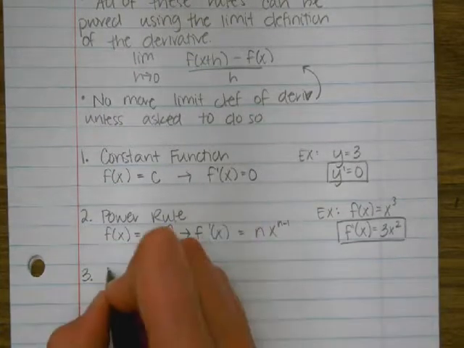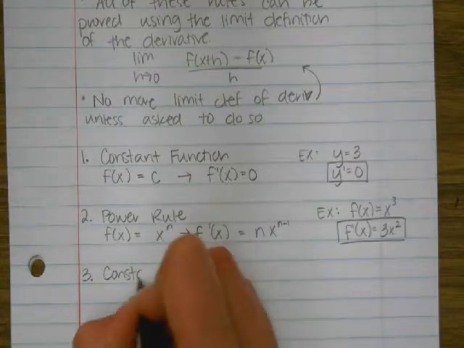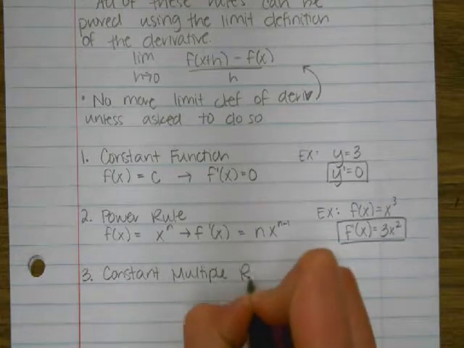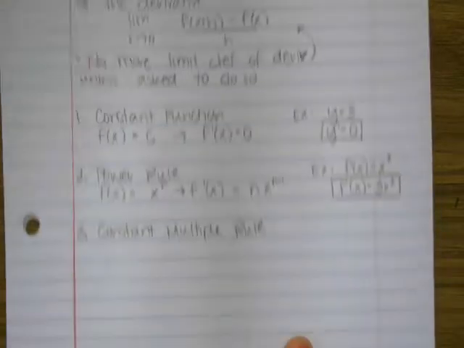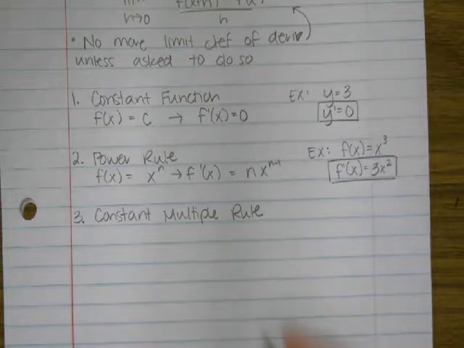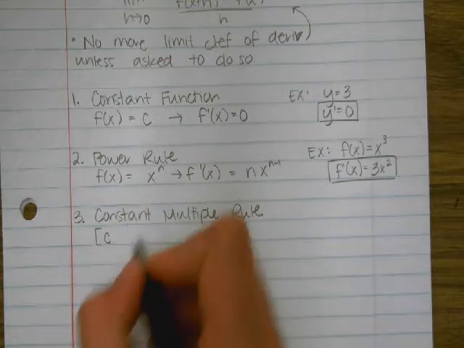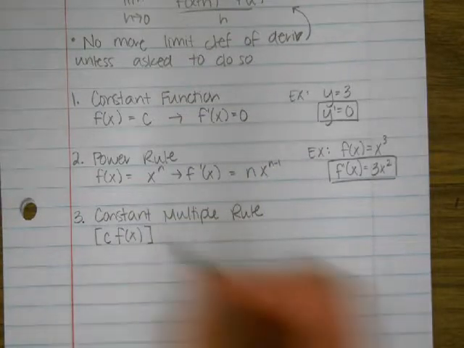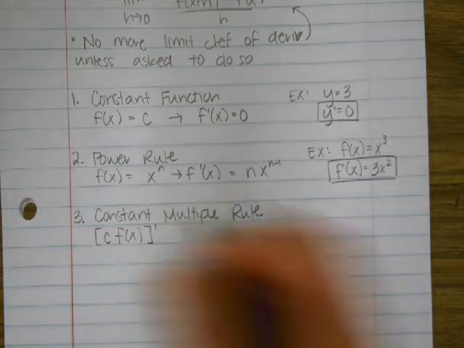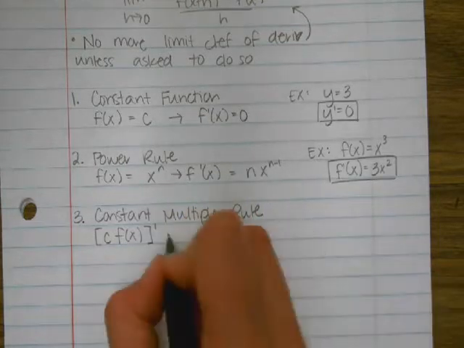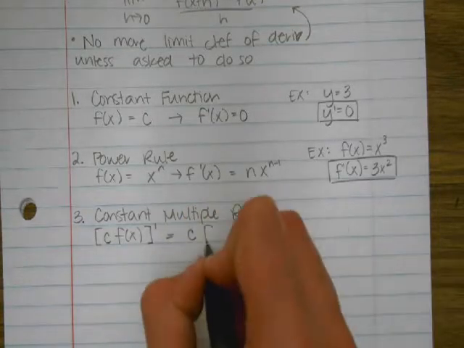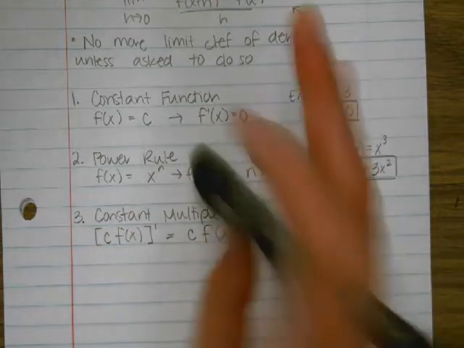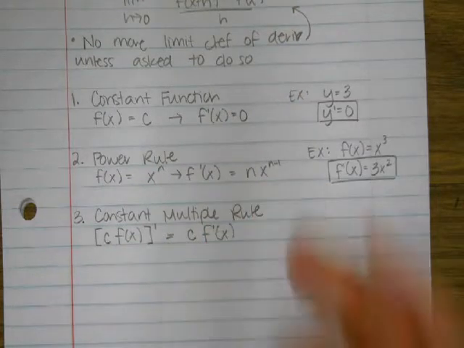The next rule is the constant multiple rule. This rule says if you have some constant being multiplied by a function, and you want to take the derivative of that, then you're just going to say that's that constant multiplied by the derivative of whatever the function is. So whatever that derivative happens to be, you're just going to take it and multiply it by that constant.